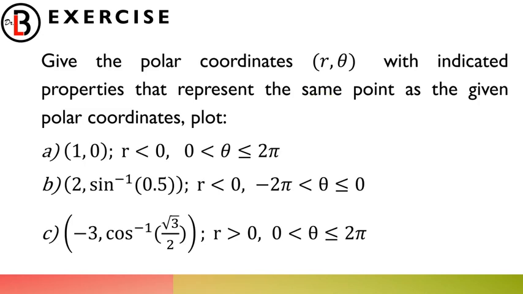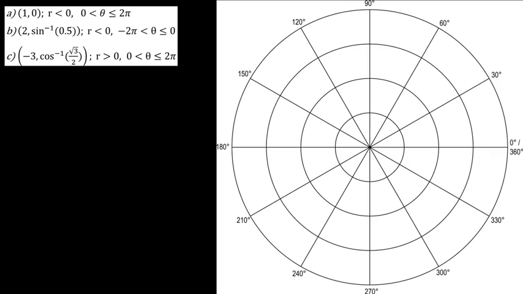Some exercises. Give the polar coordinates. Oh, it's special because it has the arc sine. So this is basically a review of what we had with the inverse functions. So let's convert first. Arc sine of 0.5, arc sine of 1/2, that is 30 degrees. And then the arc cosine of square root of 3 over 2, that is, again, 30 degrees.